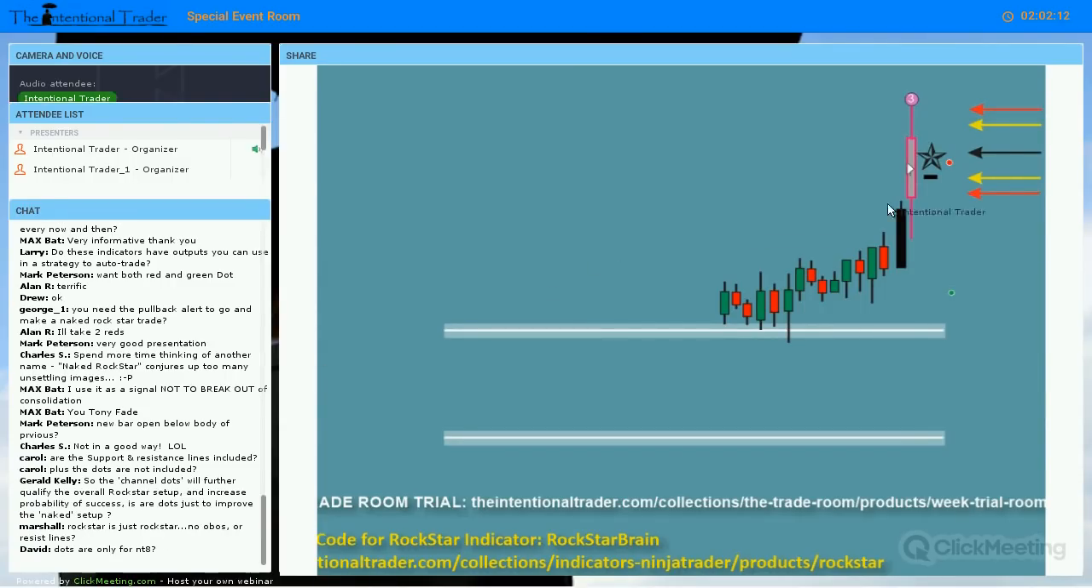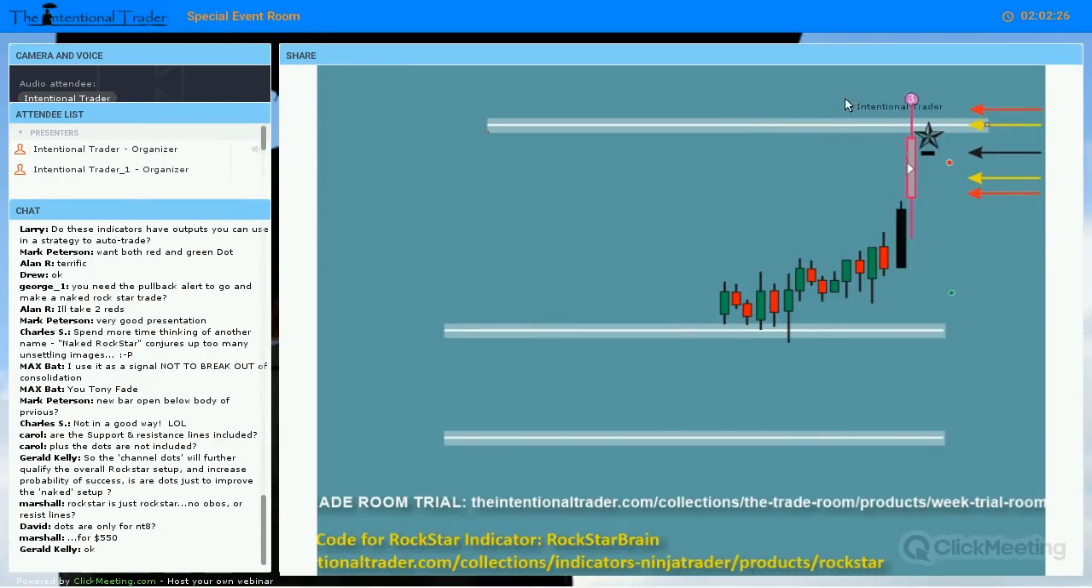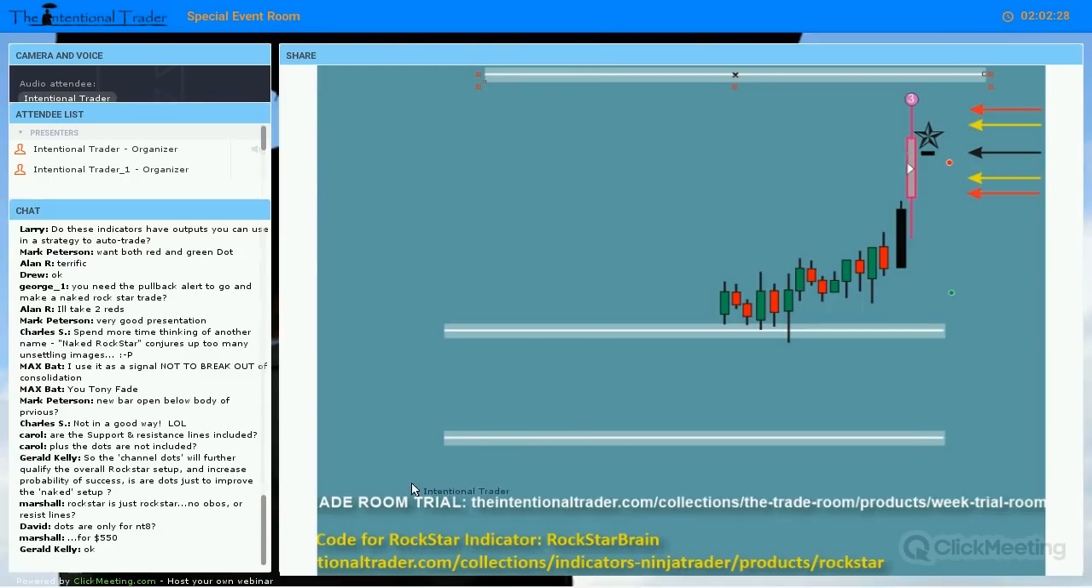That's what I'm using them for, Gerald, yes, to improve the naked Rockstar setup so that I can take it without resistance behind the trade. I don't need that anymore. I can trade that.